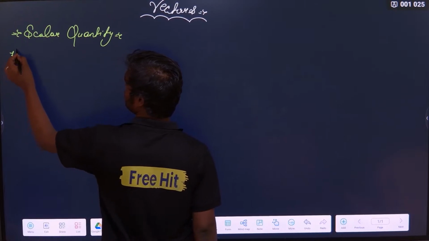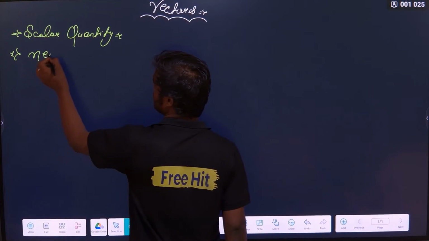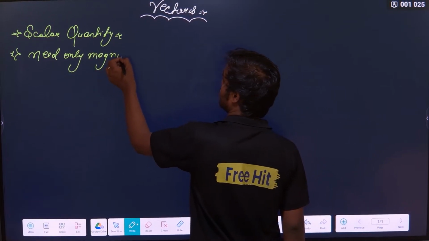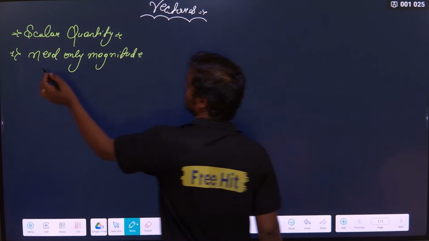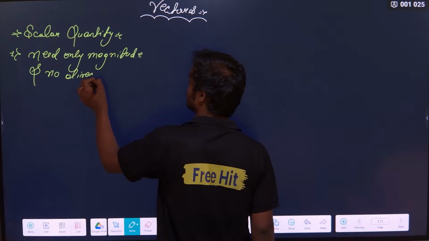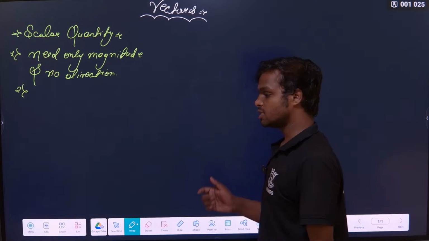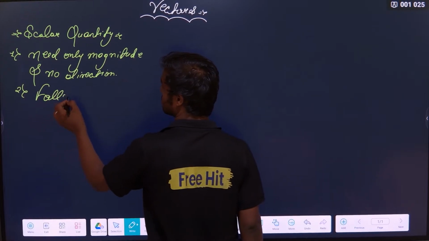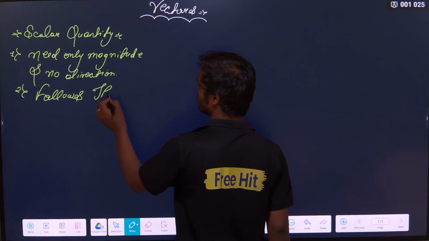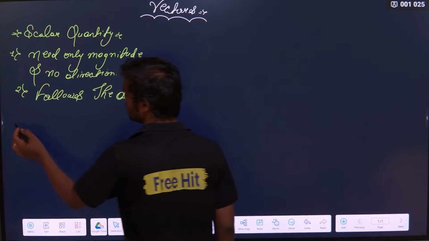So before that we have to see what a scalar quantity is. A scalar quantity means which has only magnitude but no direction. Second point, it basically follows algebra. You know, algebra means addition, subtraction, multiplication, division. It follows whatever algebraic rules are there.